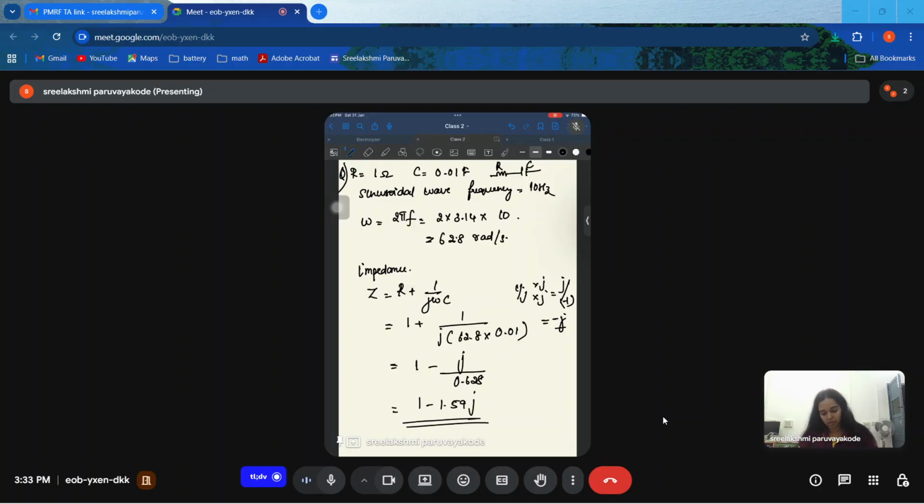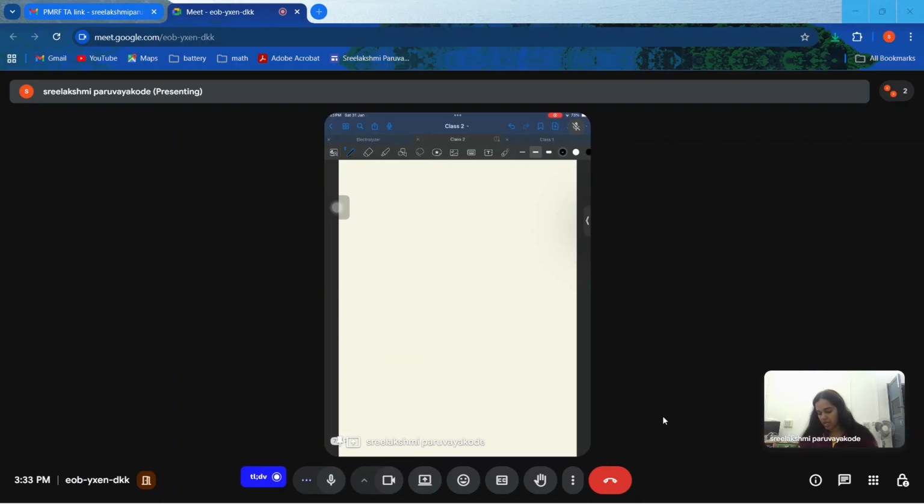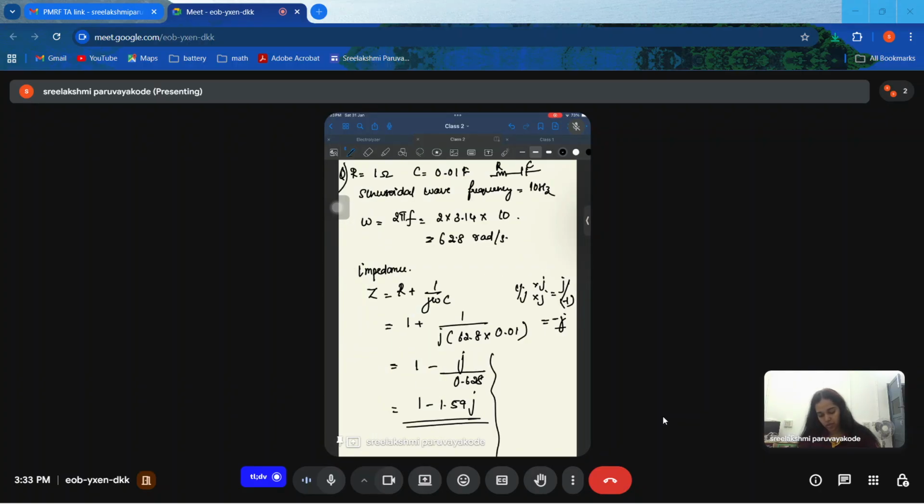Any doubt till this? I hope this is clear to everyone. Now from this, I have to find out the magnitude. I'll do it here itself. Magnitude is going to be the root of the square of the real value plus the square of the imaginary value, which is 1 square plus 1.59 square. That is root of 1 plus 2.5281, and that is 1.88.